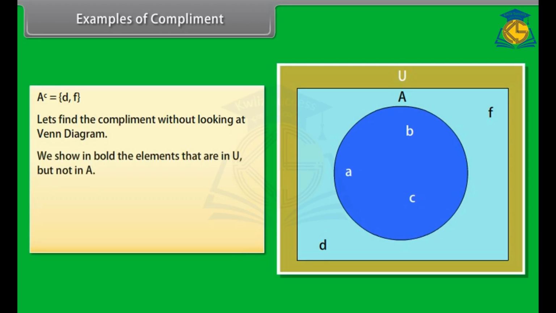We show in bold the elements that are in U, but not in A. A is equal to {A, B, C}. U is equal to {A, B, C, D, F}. So, complement of A is {D, F}.